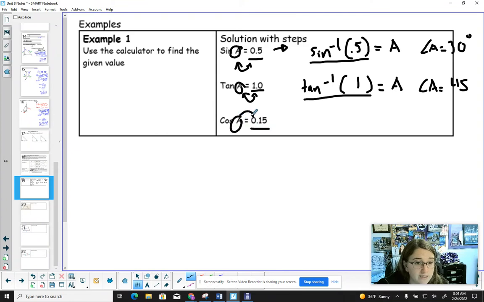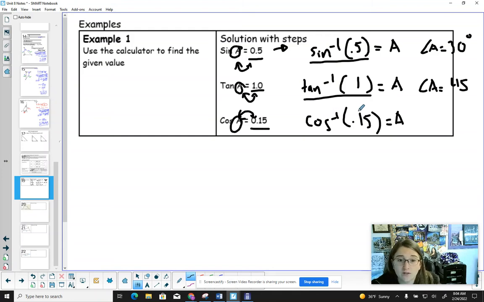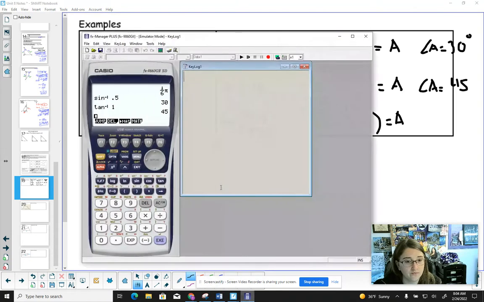Again, these are going to switch places. That's called invert. So I have cosine -1 equals 0.15. That's going to, sorry, not equals 0.15. Inverse cosine of 0.15 is going to give me my angle. So take a second, plug it in the calculator, and then compare and see what you get.